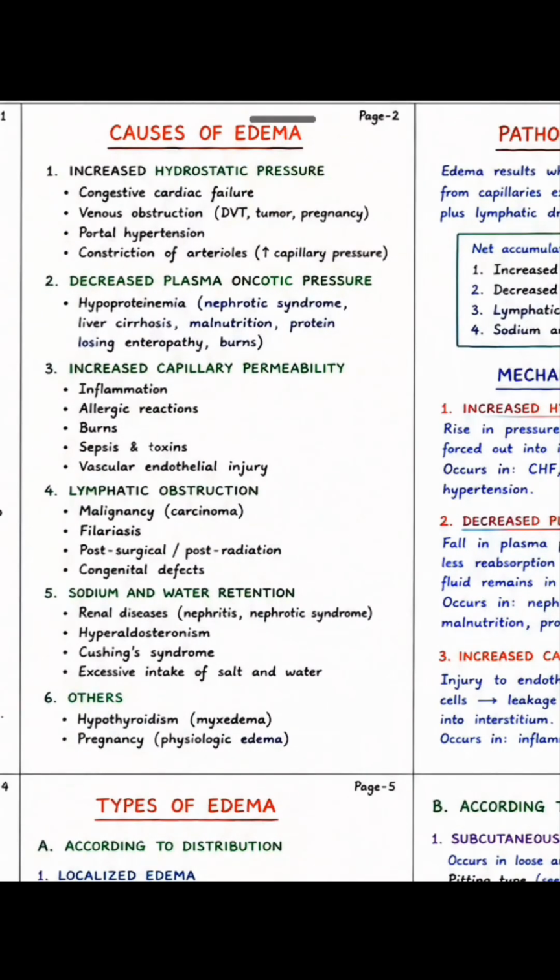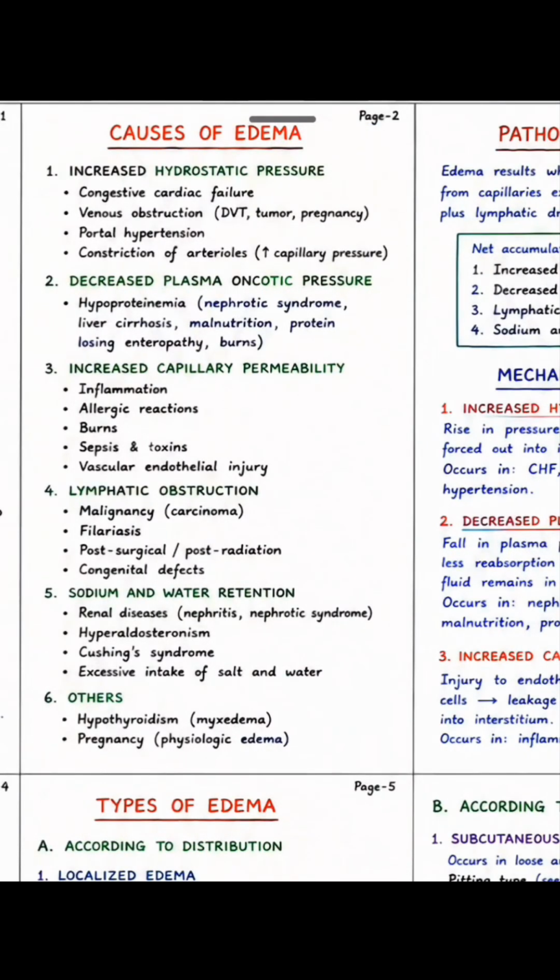Second is decreased plasma oncotic pressure, that is less pull. If you don't have enough albumin in the blood, fluid won't be pulled back in. So what causes this? Hypoproteinemia, nephrotic syndrome, liver cirrhosis, malnutrition, protein losing enteropathy, and burns.